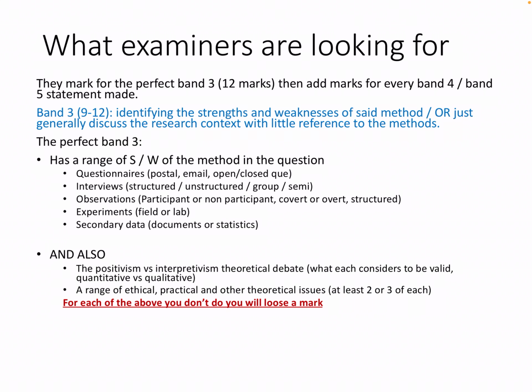And within that, you need to talk about what each considers to be valid in terms of the method that you've been given. So, for example, positivists generally really like questionnaires as long as they use closed questions, because that means that they can easily analyse patterns, and that's what they would see as a very valid source of data. Whereas interpretivists like open questions in questionnaires because it allows the participant to explain themselves and the researcher to gain better insight into the thoughts and feelings of the participant.